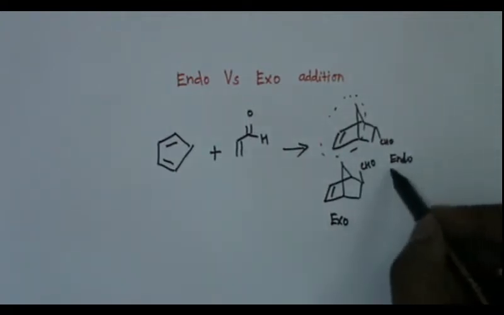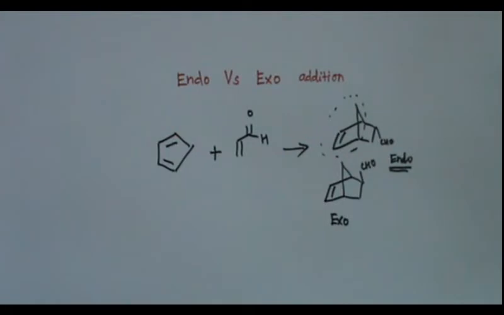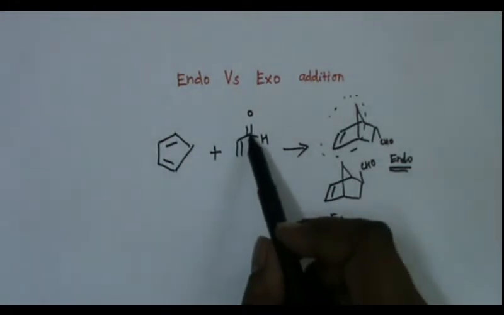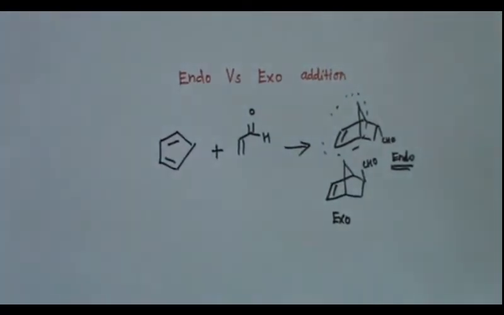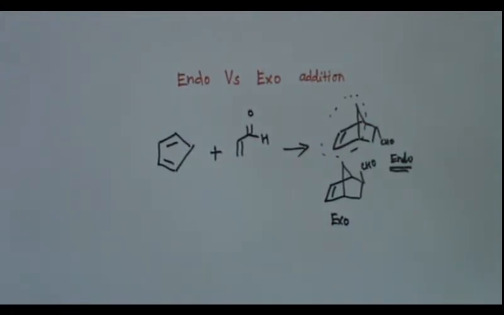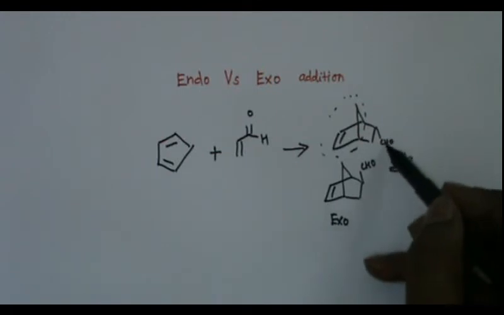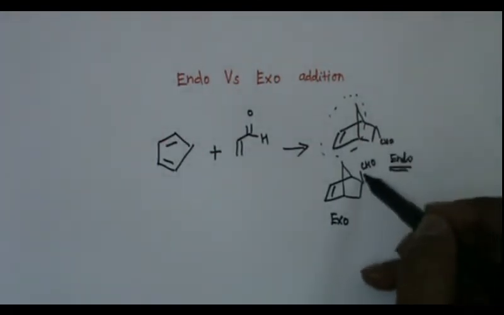Remember, endo is more favored because of secondary orbital interaction. That is, there will be some kind of interaction between the carbonyl orbitals of the carbonyl carbon and this orbital. Because of that, the endo product is more favored than the exo product. So you can see this is endo and this one is exo.